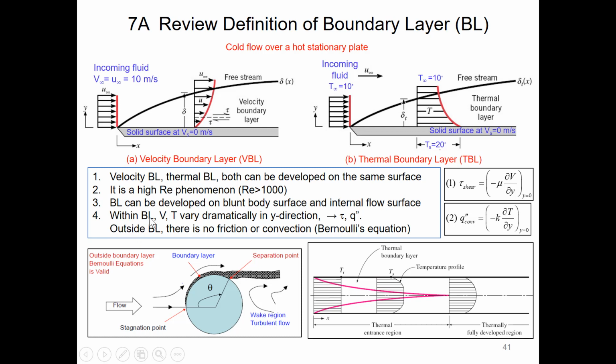Lastly, within the boundary layer, the velocity and temperature vary dramatically in the y direction. As a result, the friction and convection heat rate are very significant within the boundary layer. On the other hand, outside of the boundary layer, there's almost no friction or convection. Therefore, the Bernoulli's equation and Euler's equation can be applied.